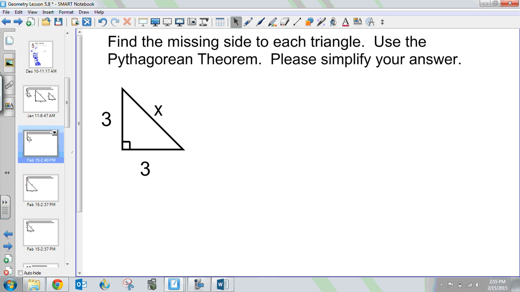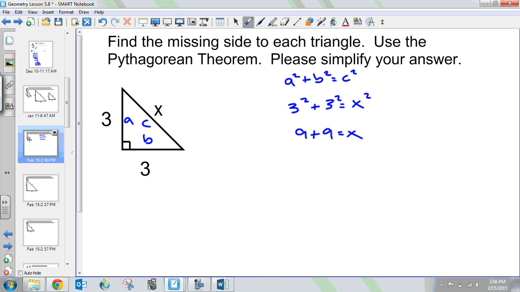If I were to solve for this missing length x, I'd want to use the Pythagorean theorem. Let's just remember that if I label this side a and b and this side c, then we have the relationship that a squared plus b squared is equal to c squared. So if I plug 3 in for a and 3 in for b, I get 3 squared plus 3 squared equals x squared. c is where x is. So I end up getting 9 plus 9 is equal to x squared, and then 18 is equal to x squared.